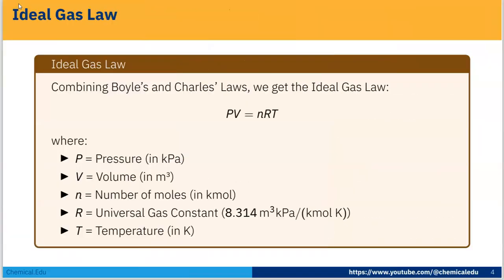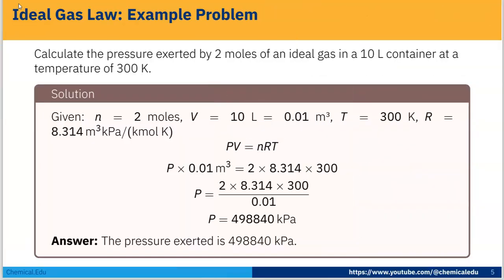Now next is ideal gas law. Combining Boyle's and Charles' law, we get the ideal gas law. So PV is equal to nRT. Now here P is pressure in kilopascal, V is volume in meter cube, n is number of moles in kilomole, and R is the universal gas constant, that is 8.314 meter cube kilopascal per kilomole Kelvin, and T is the temperature in Kelvin.